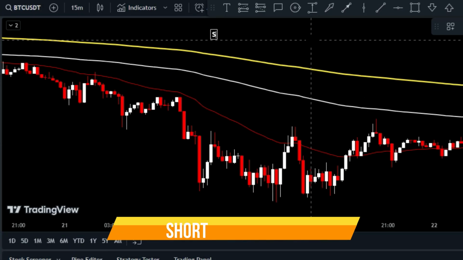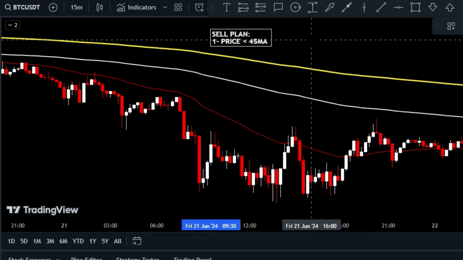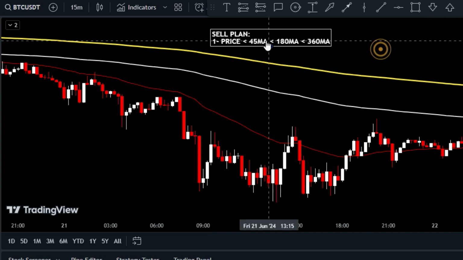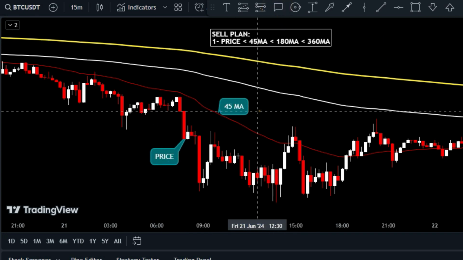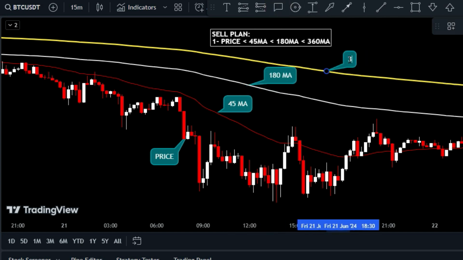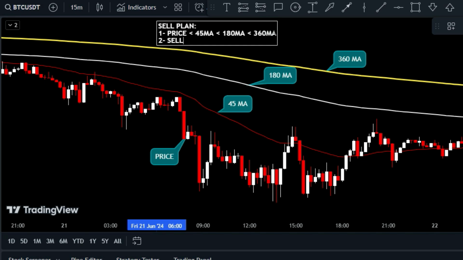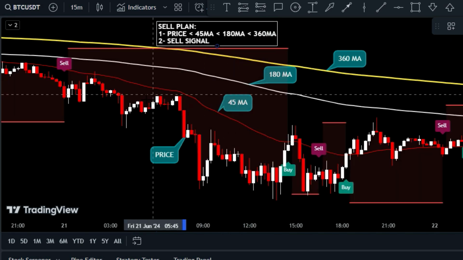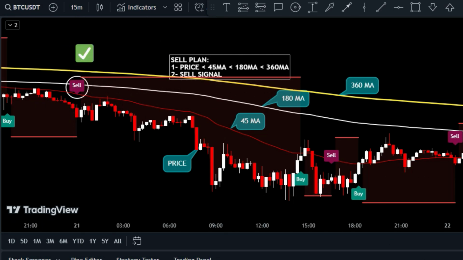And here's how to make a short trade. First off, you want to make sure that the market is going down. You can tell this if the 45 period moving average is below the 180 period moving average and both are below the 360 period moving average. And also, the price should be trading below all these moving averages. Next, look for a sell signal and make sure the closing price of the signal candle is below all the moving averages. So once you see that, you're ready to make a short trade.